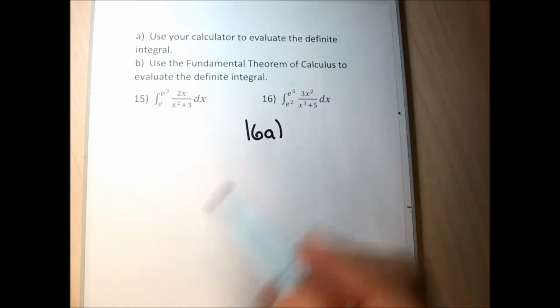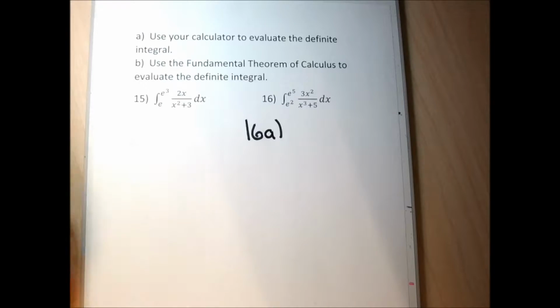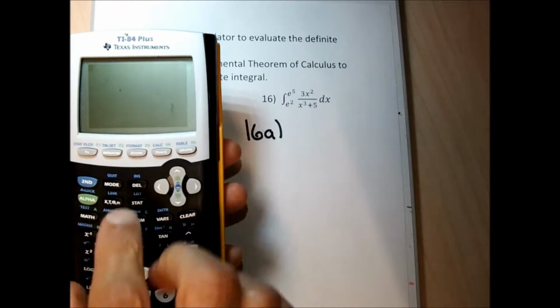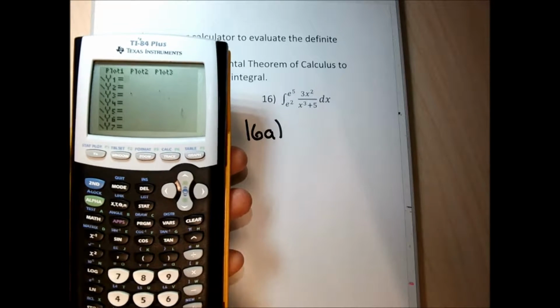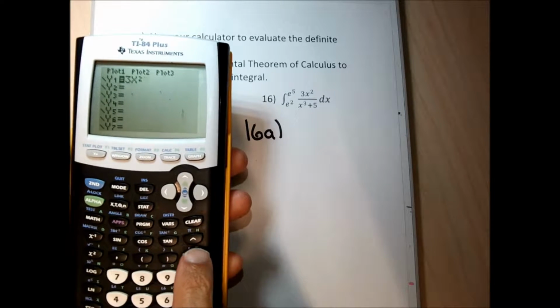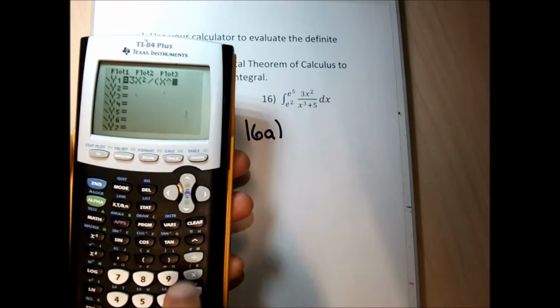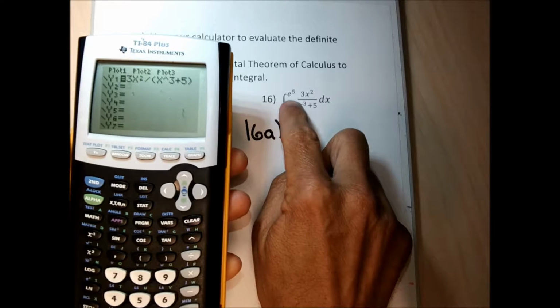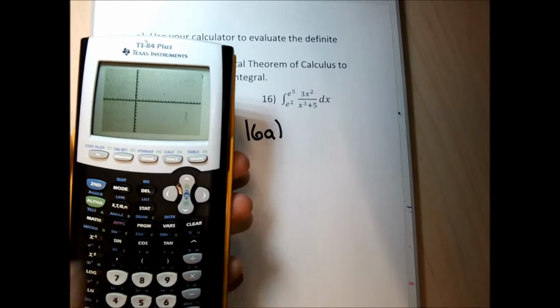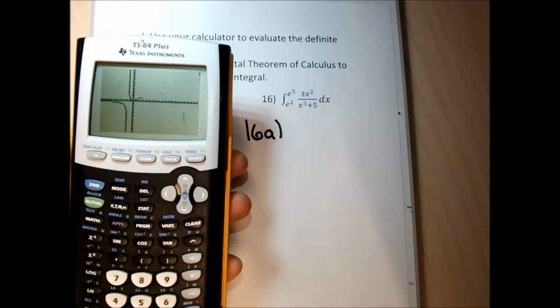I have to do some parentheses, but my calculator is going to give me a decimal answer. I'd like to say that I'm going to get a non-decimal answer that equals the decimal answer here in a second. So 3x squared divided by x cubed plus 5. e to the 5th is a huge number. I'm going to graph this and figure out what e to the 5th is.